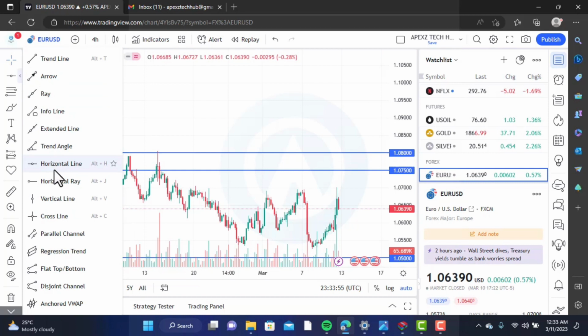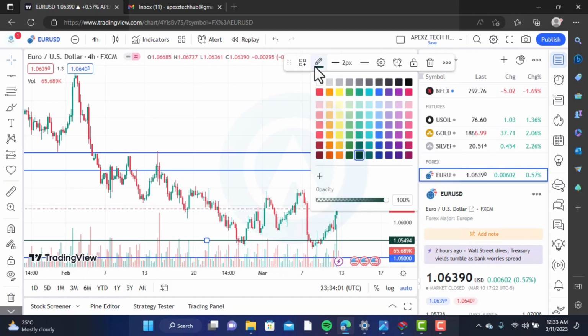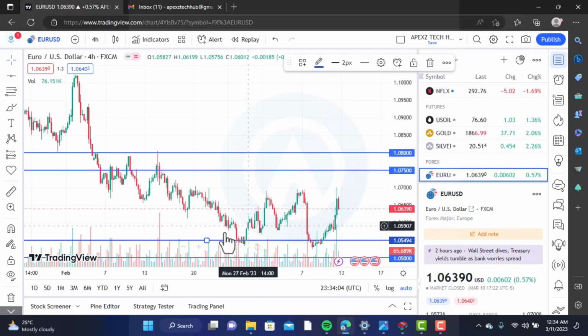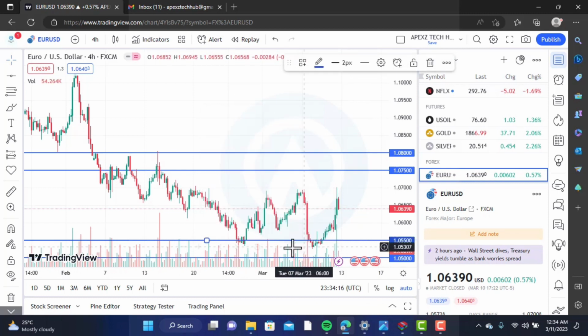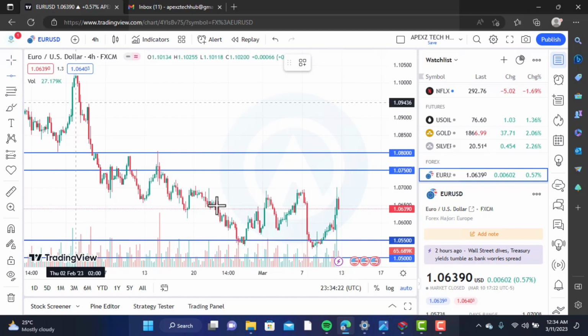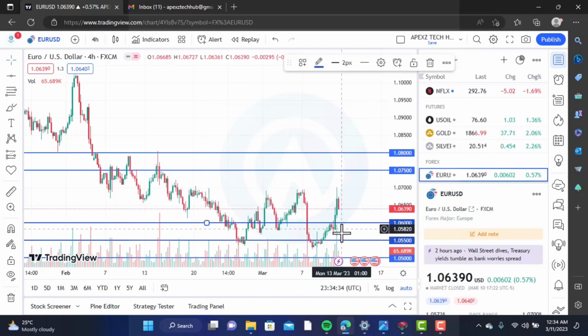We are going to be using the horizontal line. I'll change the color to blue since I'm making use of blue presently. Double tap. So we have 1.0550. Click on OK. You see, the next one will be 1.0600. You can still tap on it, bring it here, double tap it. Then the next one, 1.0650.